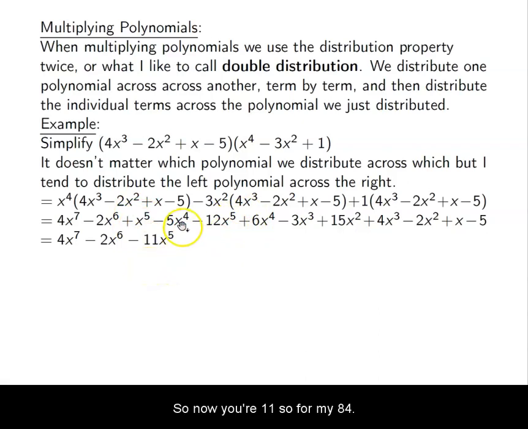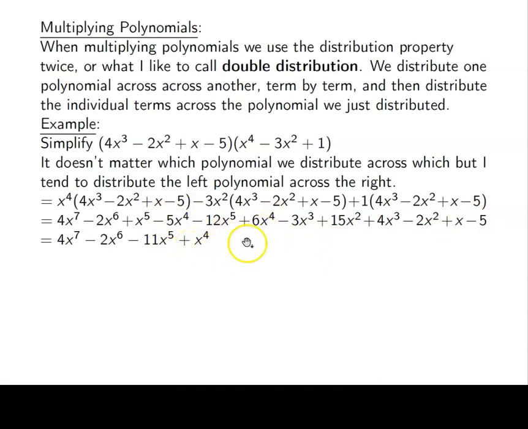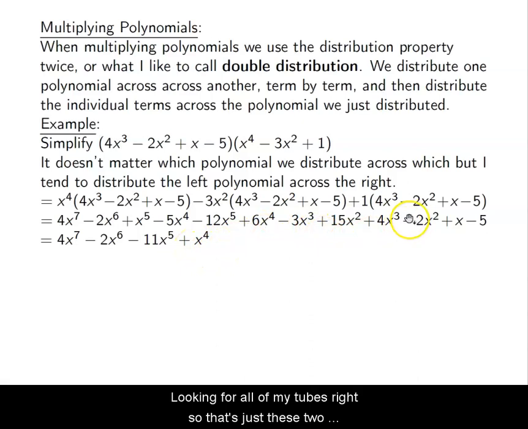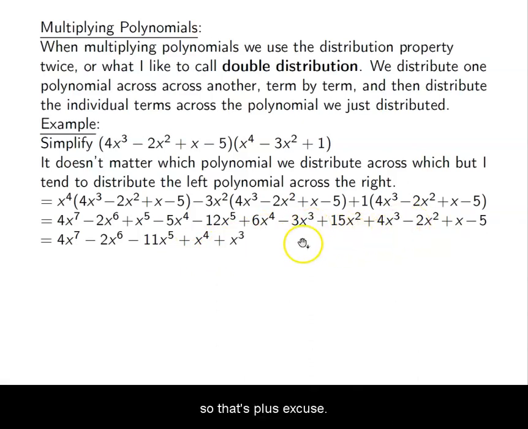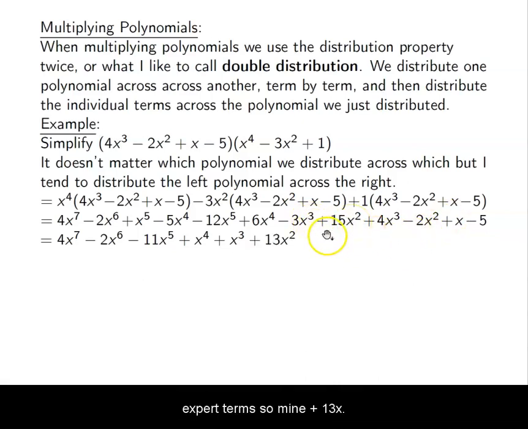For the 5th, there's only these two to the 5th terms, so negative 11. For my a4 term, it will be what happens when I add all of the coefficients that are attached to an x to the 4th term. There's just these two, so negative 5 plus 6 gives me a positive 1. I'm looking for all of my cubes. That's just these two, so that's plus x cubed. And for the squares, I only have these two. Everything over here has already been used. So these are my two x squared terms, so plus 13x squared. And then this is my only x term and my only constant term.